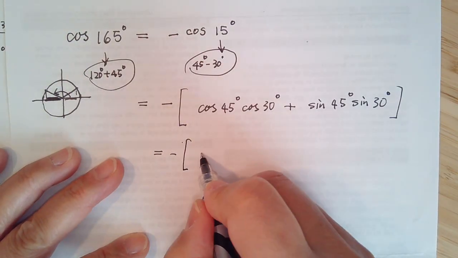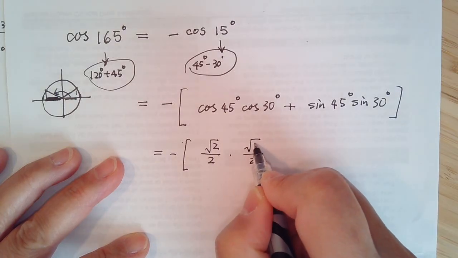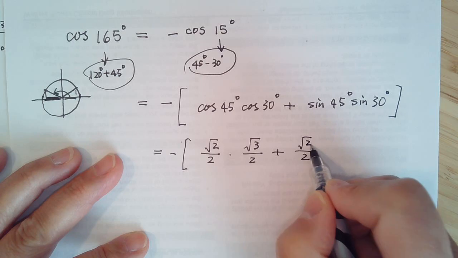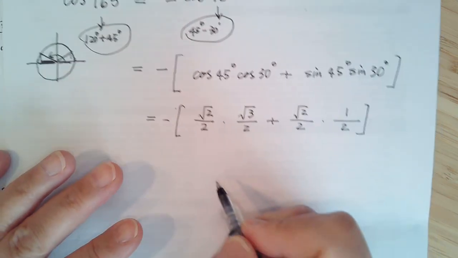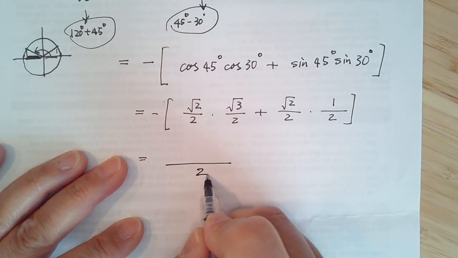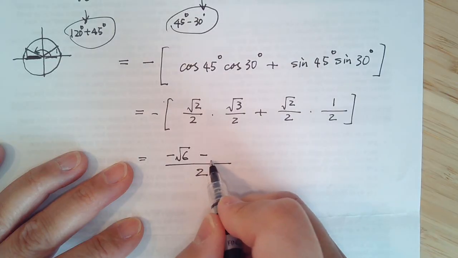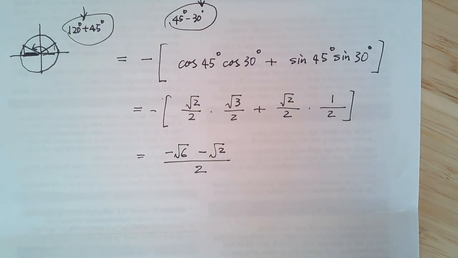Okay, cosine 45 is root 2 over 2, and this is root 3 over 2, plus this is root 2 over 2, and the sine is root 1 or 1 over 2. So because here's a negative, I have a 2 in the denominator, and I have a negative root 6, and here is negative root 2. Okay, so that is the exact value of cosine 165 degrees.